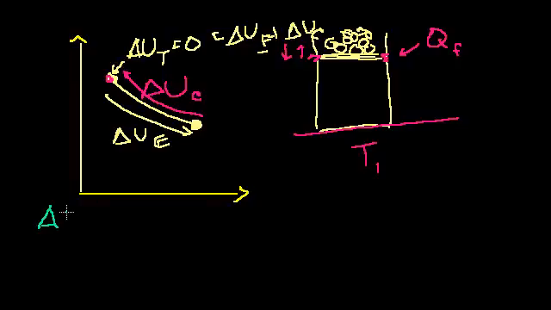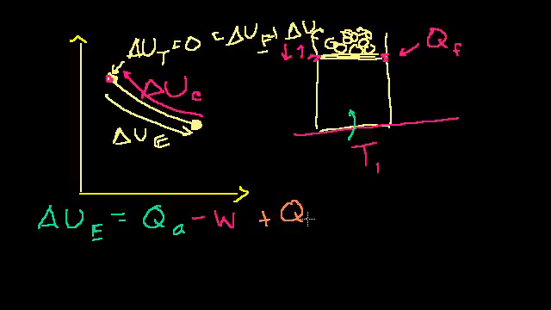Our delta U of expansion is equal to the heat added to the system minus the work done by the system. And we know how much work was done, this whole area right there. And then plus the heat added by the friction. Let me do that in brown. Plus some heat added by the friction.